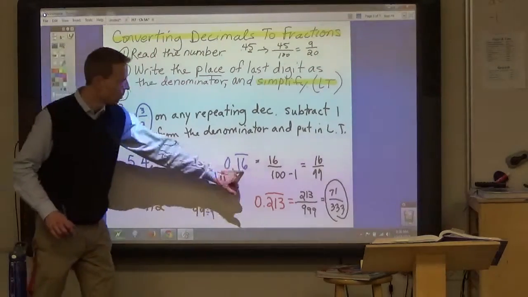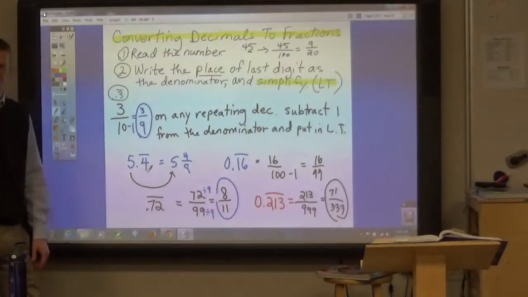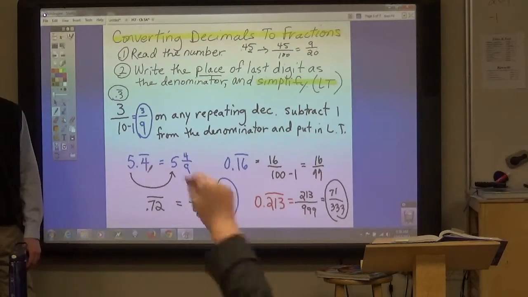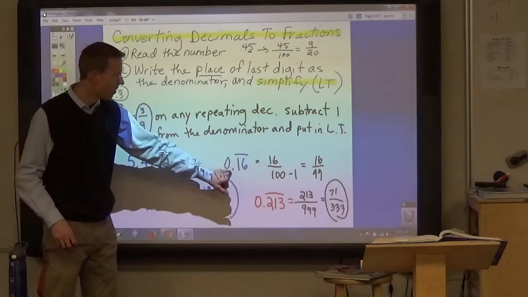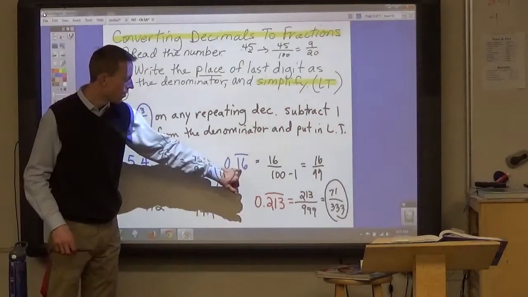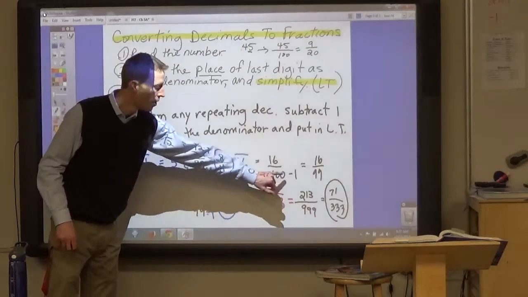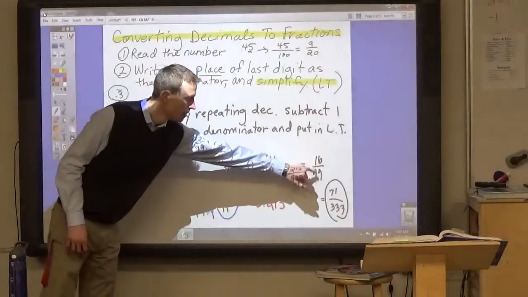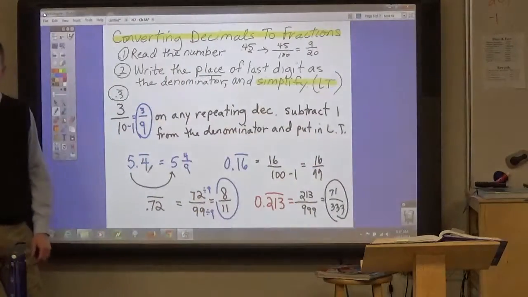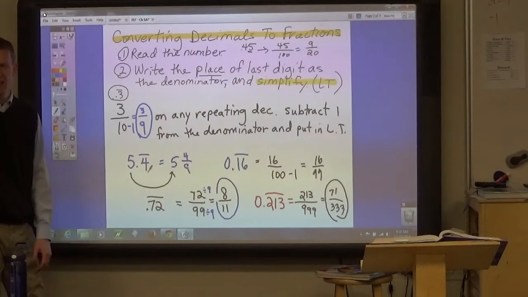Now, what if 2 digits repeat? It'd be over 99. Yes. Then you would do 1600ths take away 1, is 1699ths. And then, can you simplify that? No, I don't think so.